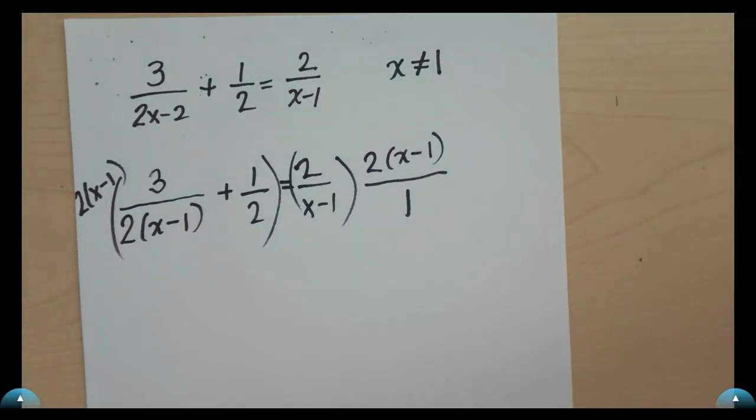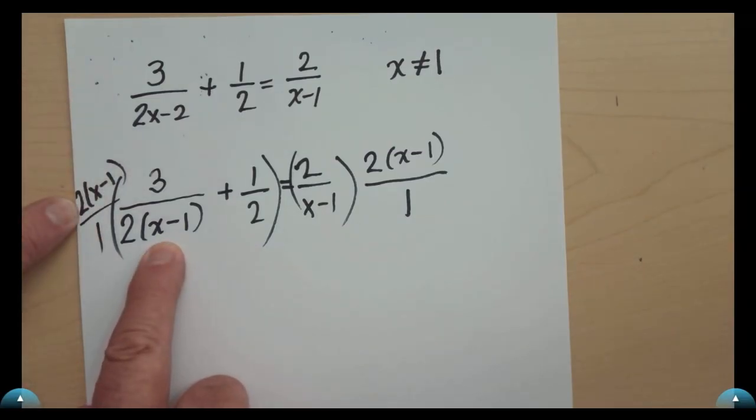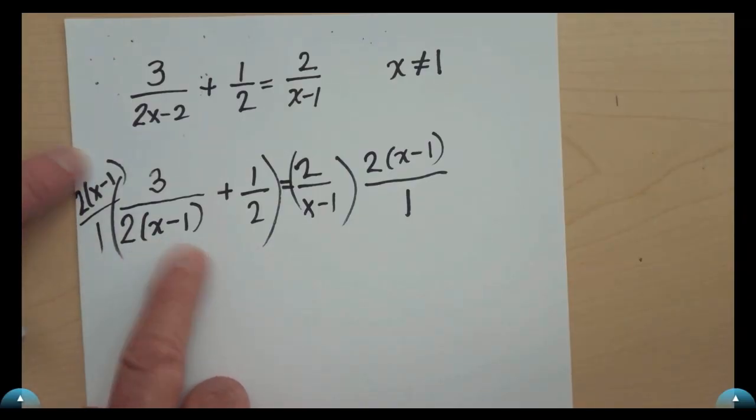Okay, so anyway, now let's roll through this. When I multiply the LCD times this first term, everything on top and bottom cancels. Y'all see that? The 2's cancel, the x minus 1's cancel.